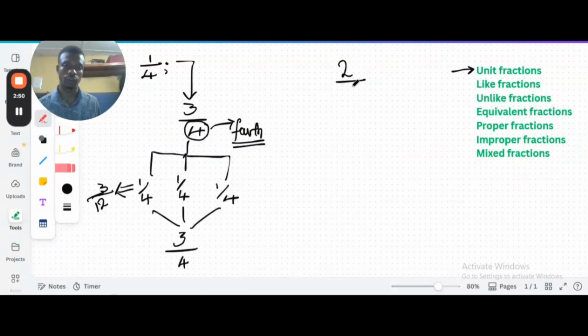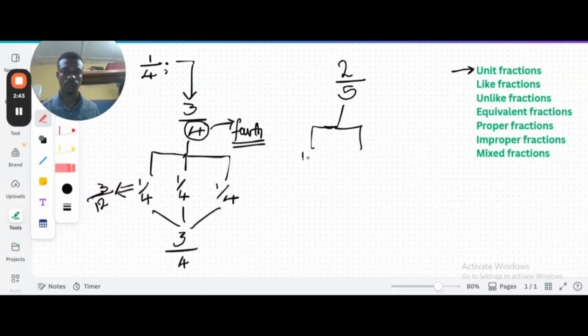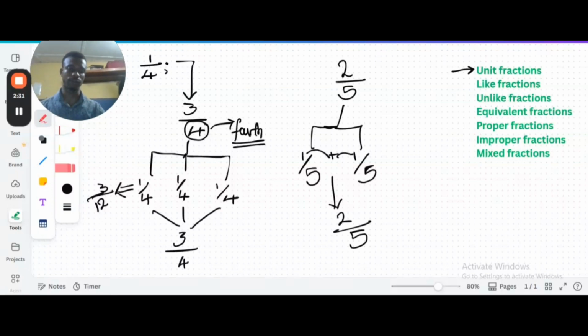If we have 2/5, we can break this down to 1/5 and 1/5, right? This is going to give us 2/5. Once again, the number down is like the identity of the fraction.